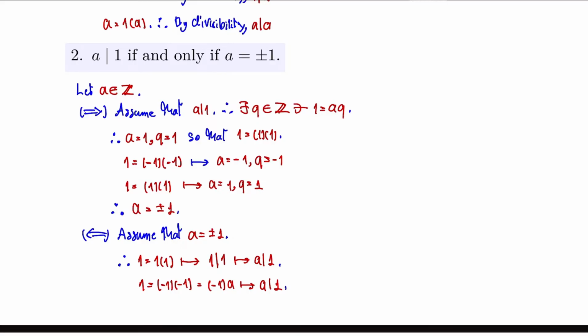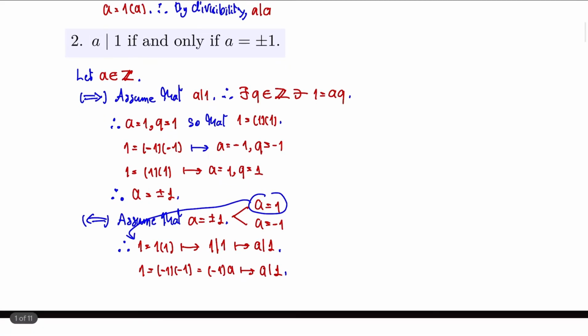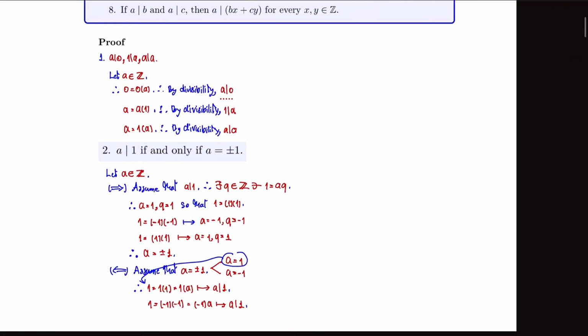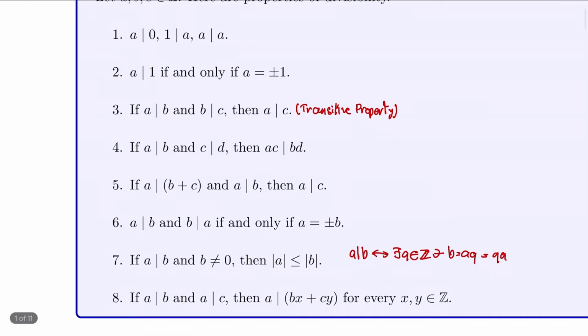It's like we split into 2 cases, a equals 1 and a equals minus 1. For the first case, we have 1 equals 1 times 1, which is a. So that means that a divides 1. Okay, that's number 2.